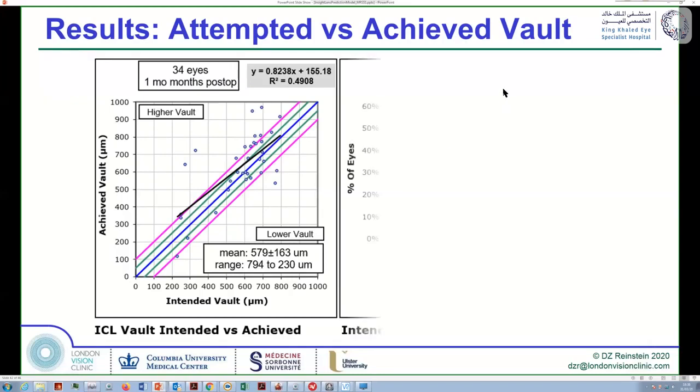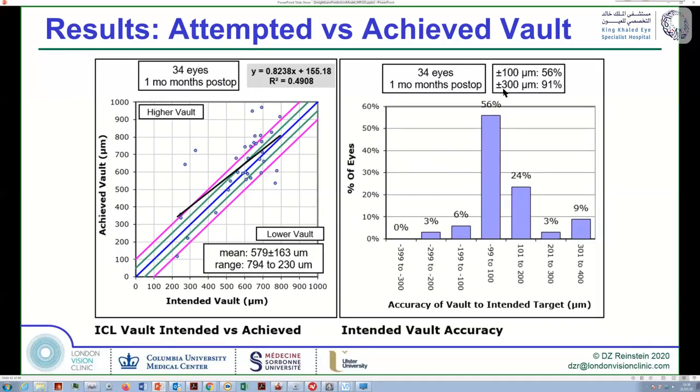So we are predicting how high this lens is going to be above the crystalline lens. 91% of the time, they're going to be within 300 microns of what we predicted. So we're now getting into the realm where we can choose the lens separation that we want to achieve in this eye, the ideal lens separation for this eye.